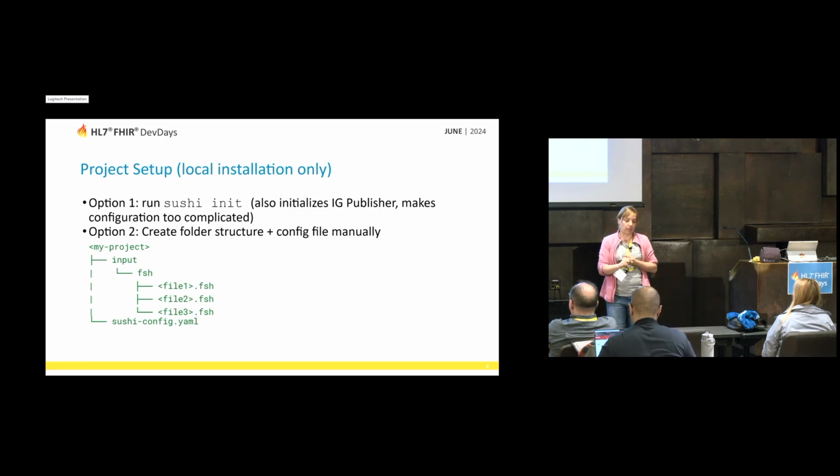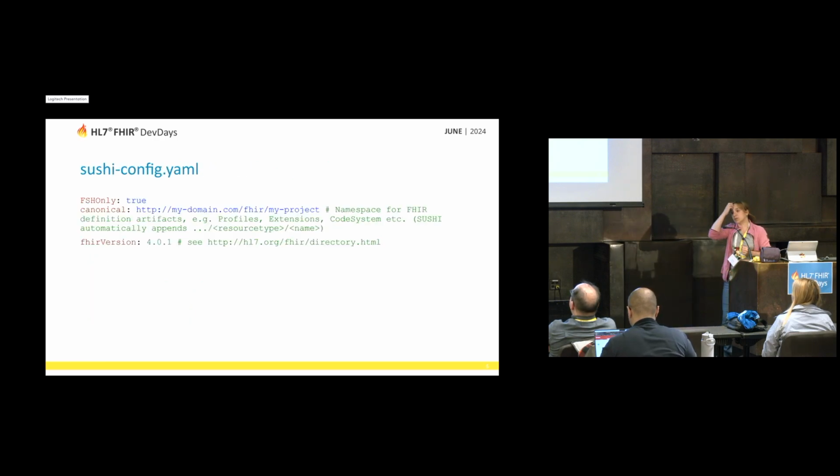The other thing that we need is a configuration file that configures the behavior of the SUSHI compiler. And this file needs to be named exactly sushi-config.yaml. This file needs to exist for the compiler to run properly. And you need to put some very few configurations into this file.